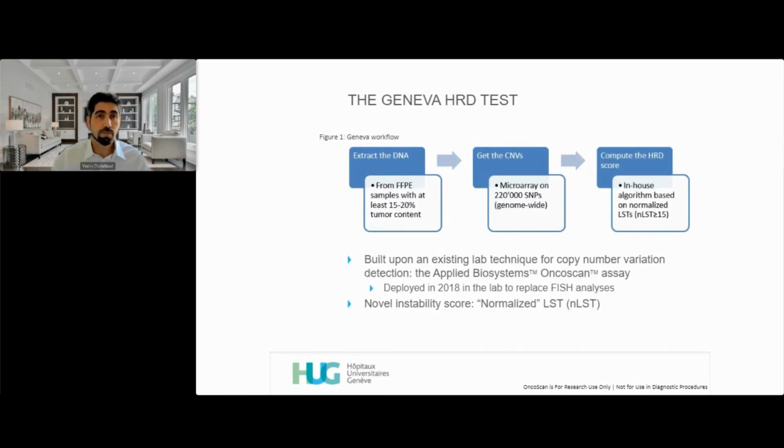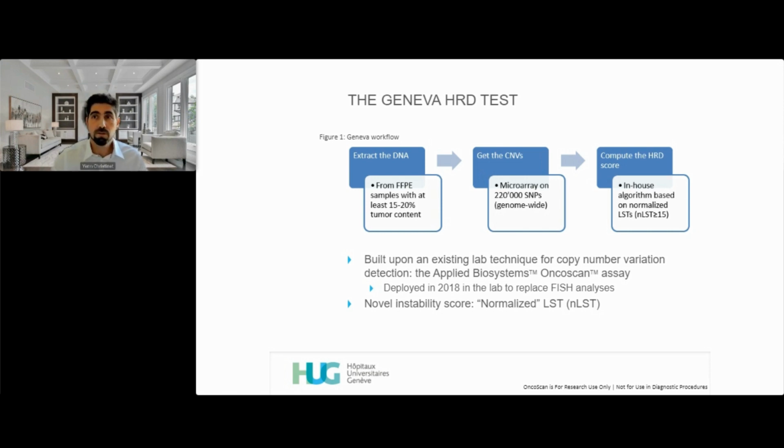Now, in Geneva, we were interested, obviously, in having an HRD test. And we could buy a commercial test, but we had actually in place everything we needed. We already had an NGS for BRCA testing, and we had the OncoScan already in place to do copy number variation. We set up the OncoScan in the lab to replace FISH analysis, that was in 2018, and we were quite happy with it. And then when the question came, oh, could you do HRD? It's like, yeah, of course we can. We have everything we need.